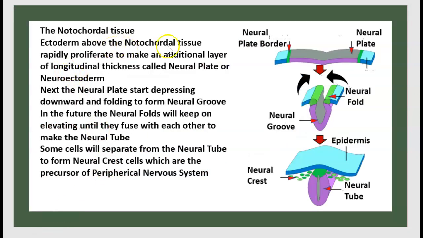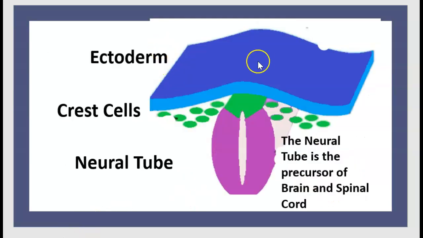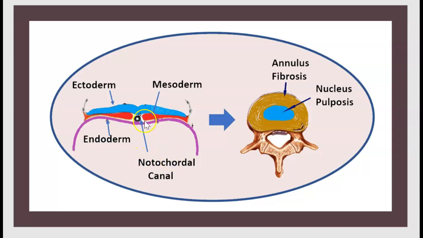The ectoderm above the notochordal tissue rapidly proliferates to make an additional layer of longitudinal thickness called the neural plate or neuroectoderm. Next, the neural plate starts depressing down and folding to form the neural groove, and then the neural groove forms the neural tube. Ectoderm, neural tube, crest cells. The neural tube is the precursor of the brain and spinal cord. The notochordal canal is the precursor of the nucleus pulposus.